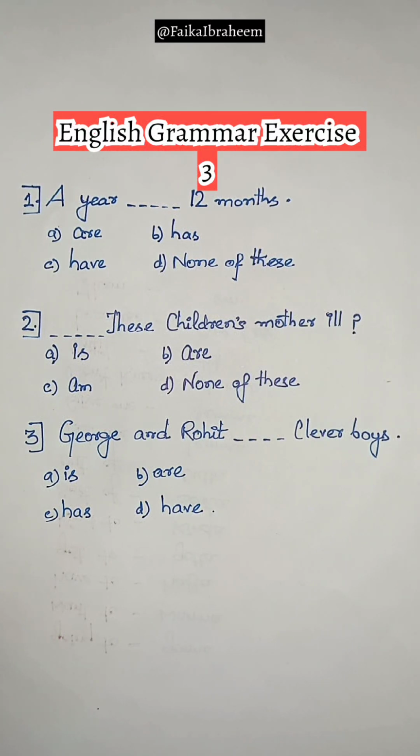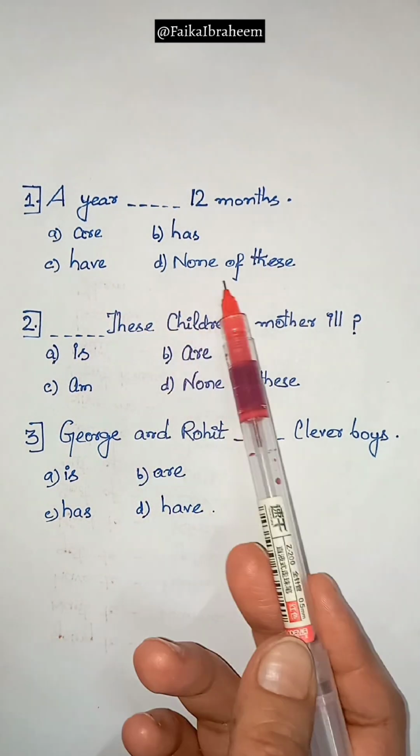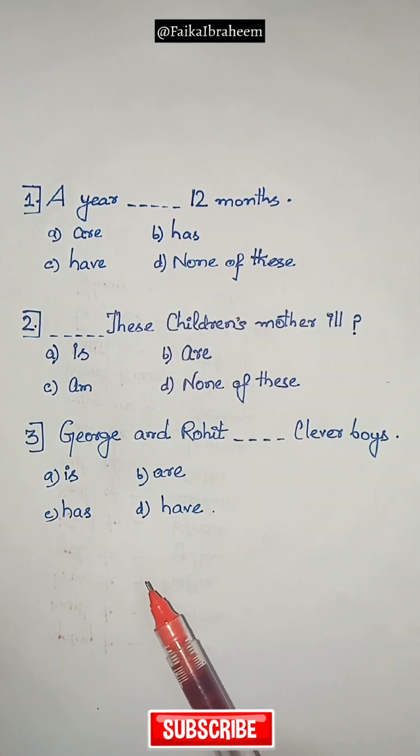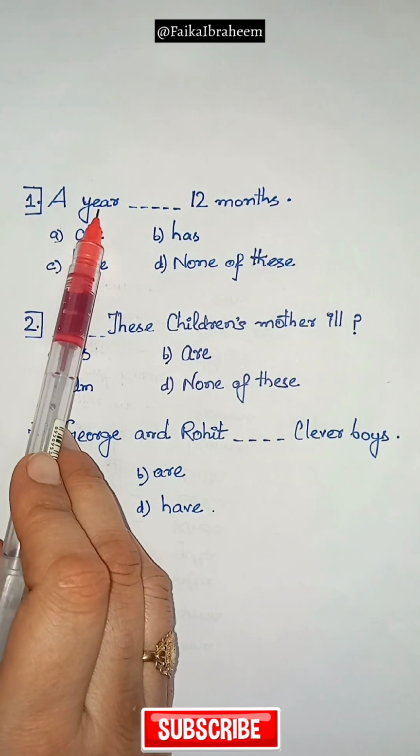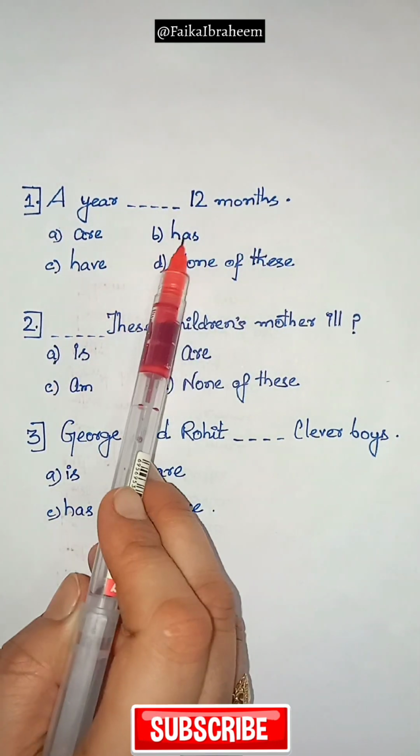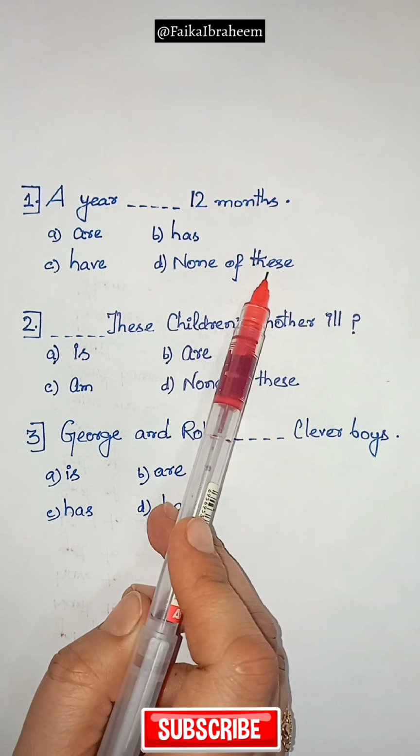Hi guys, another English grammar exercise where we have a few questions with choices. So pause the video, try it yourself and come back when you are done. So here we have question number 1, which says: a year blank 12 months. These are the choices.